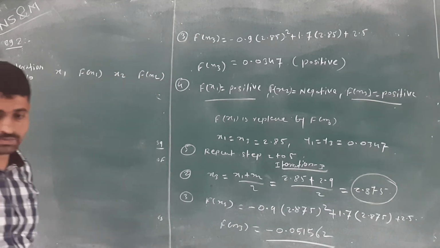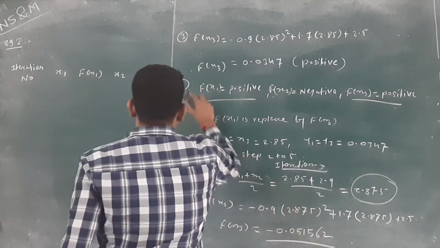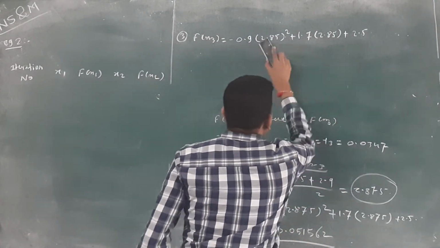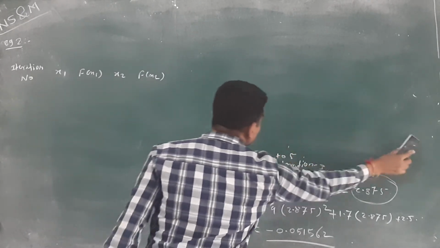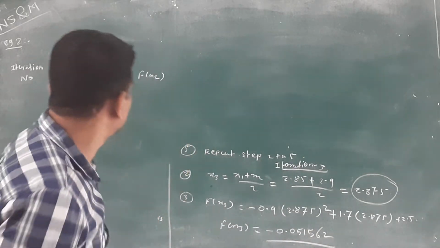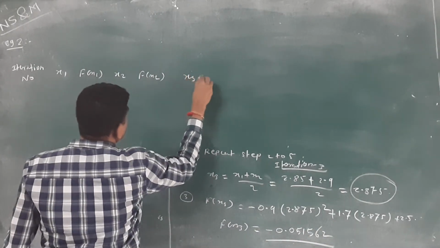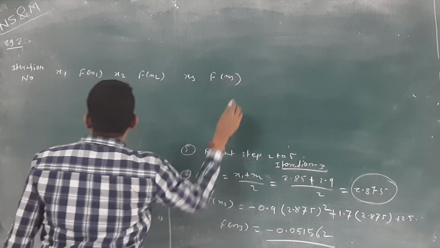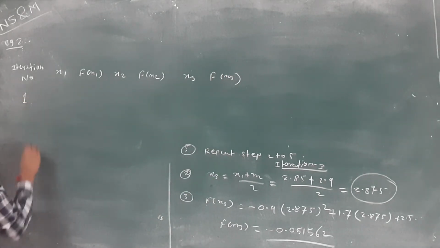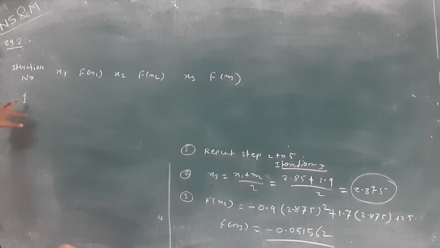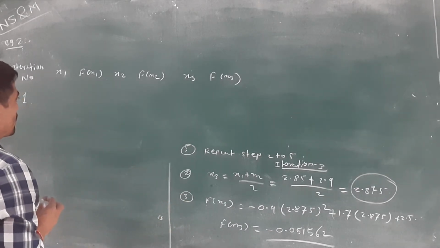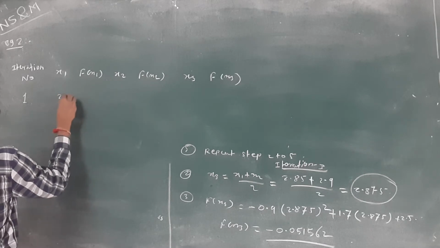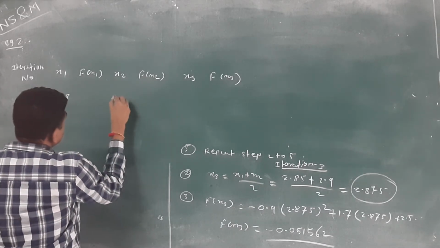I will erase this one. Check that value. What is the next one? x3, and last is f of x3. We will make the table first with this value in that equation. Our initial guesses are given. What is the initial guess? First initial guess is 2.8. They have given the x1 value as 2.8 and x2 is given as 3.